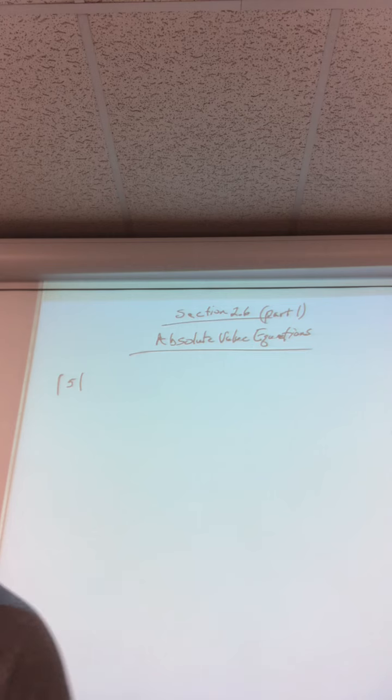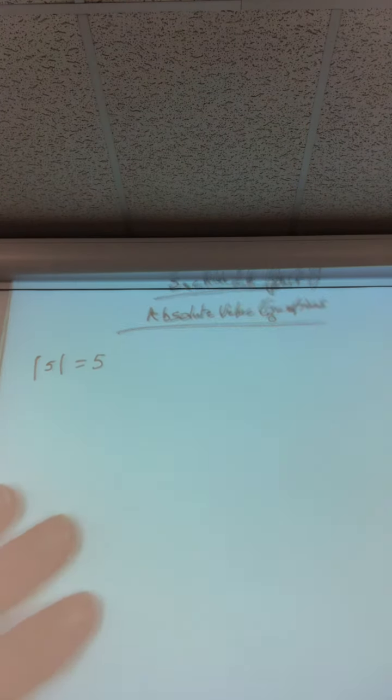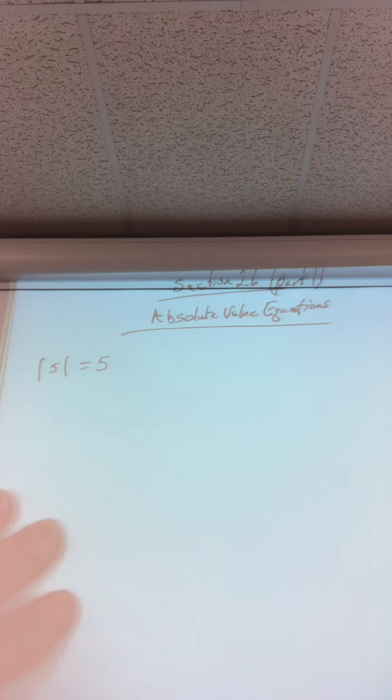When you ask what is the absolute value of 5, what you want to know is what is the distance from 0 to 5 on the number line. That's what absolute value means. So the absolute value of a number is how far that number is from 0 on the number line. The absolute value of 5 is 5 units away from 0.